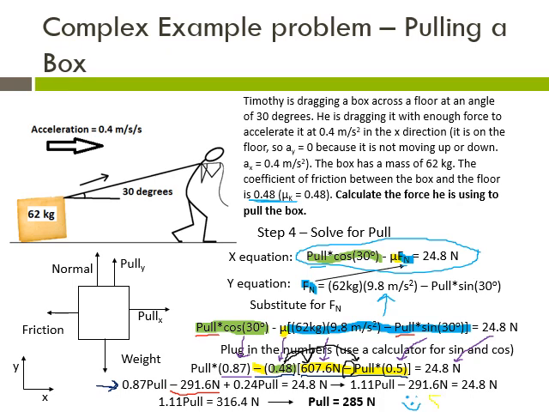Maybe like a gold star. I don't even think that's gold. I think it's yellow. Oh, this might be gold. Hey, I like that. There you go. You get a gold star and a smiley face. But that's it. That's the answer. All joking aside, 285 newtons is the answer.